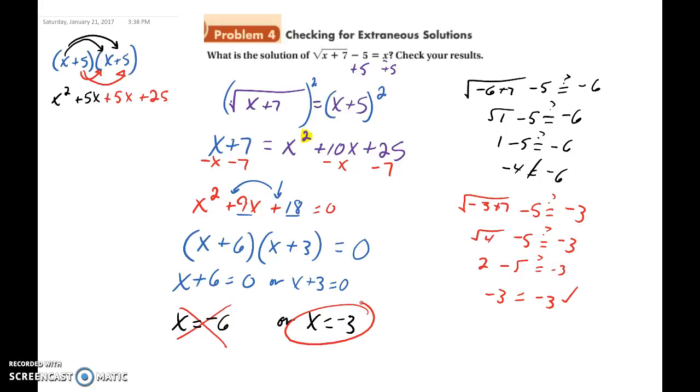So x is equal to -6 is an extraneous solution, where when we were solving algebraically, it came up as an answer, but it is not a solution. And that is it for this video.